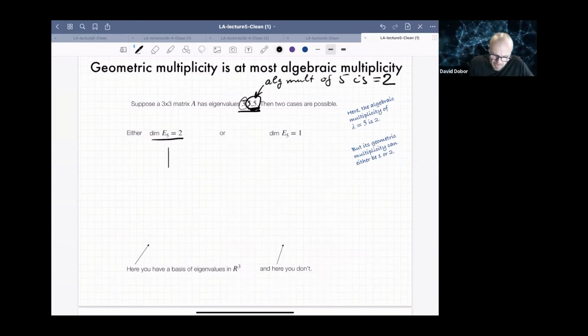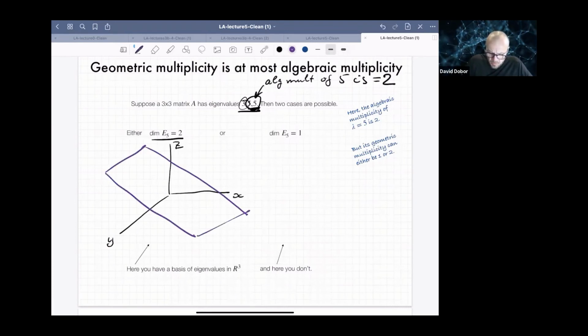So let's draw the three-dimensional space like that. This time, let's make X here, Y there, Z there. If the geometric multiplicity is 2, then I have a plane associated, which goes through the origin, by the way, because it's a subspace. 0 is always the solution to A minus lambda I. So I have this E5. Notice that because it's a plane, how did I get to that plane? I found these two purple vectors that were in the null space.